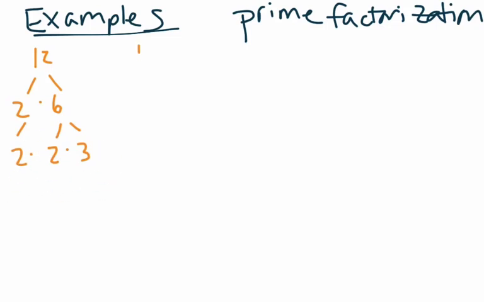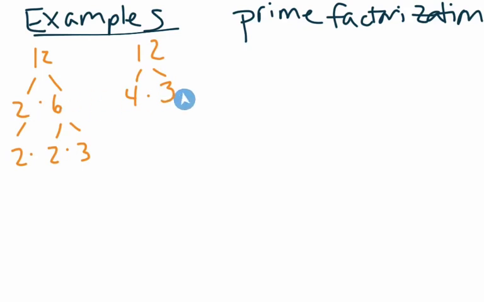Now, just to see why that's important, some of you might have said, oh, well, you could factor 12 into 4 times 3, which would also be correct. And usually when I ask this question in class, I'll get both answers. Some of you will think 2 times 6 and others of you will think 4 times 3.